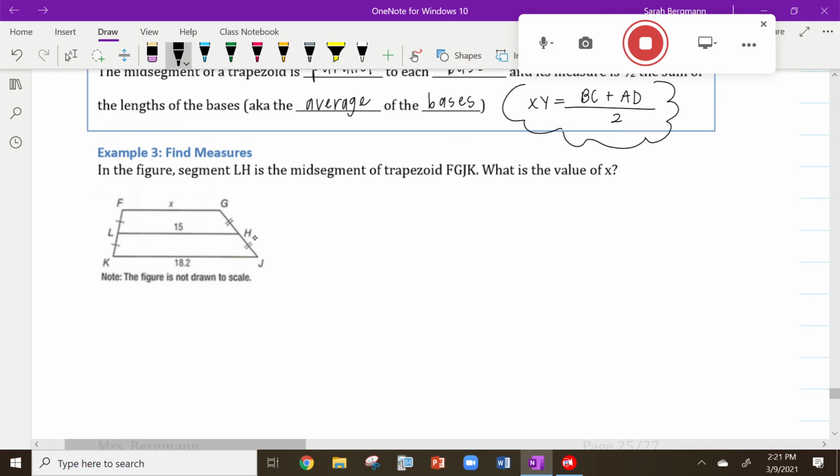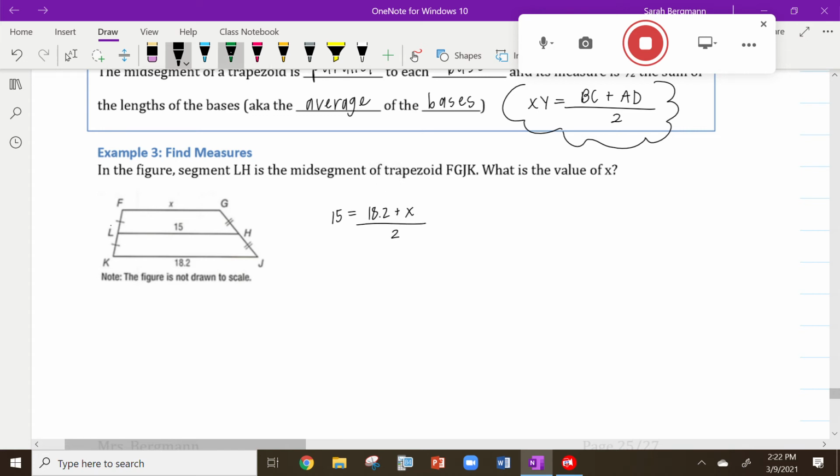So I see that LH is the mid-segment of the trapezoid, so I know 15 is the average of 18.2 and x. So let's write an equation. 15 has to be equal to the average of 18.2 and x. To find the average, you add the numbers and divide by how many numbers there are.